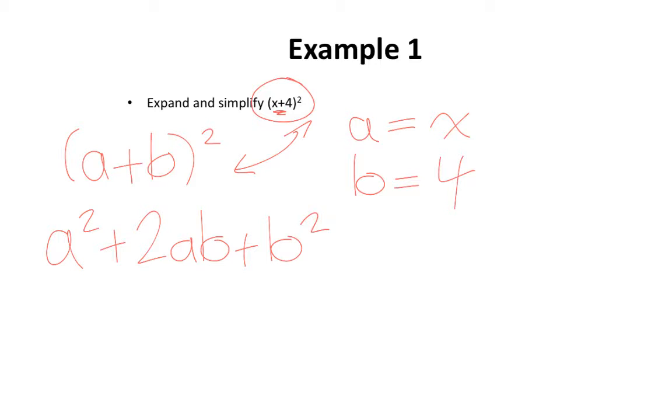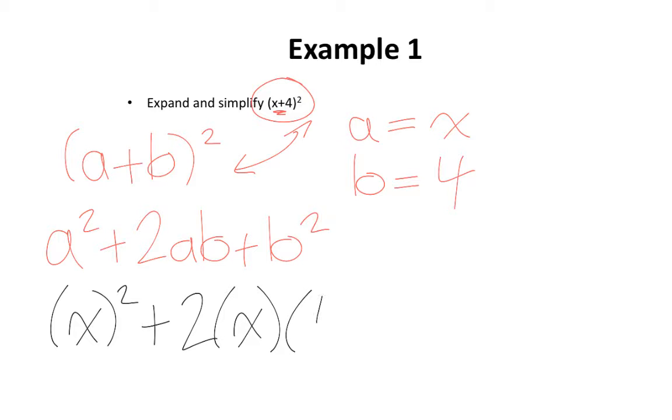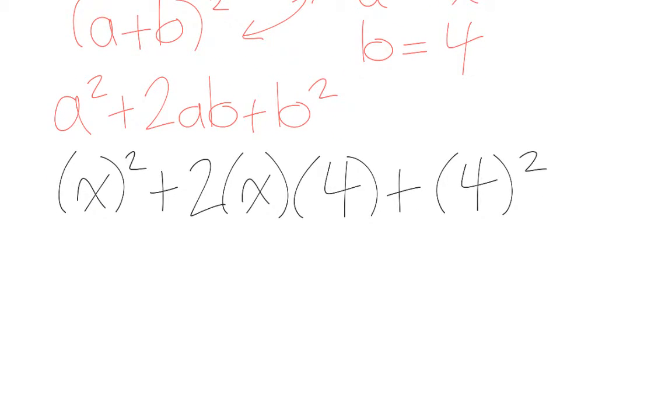So instead of writing a, I'm going to replace it with x. That gets squared. Instead of writing a, again, I'm going to replace that with x. Instead of writing b, I'm going to replace that with 4. And again, instead of writing b, I'm going to replace that with 4. And I'm going to simplify this.